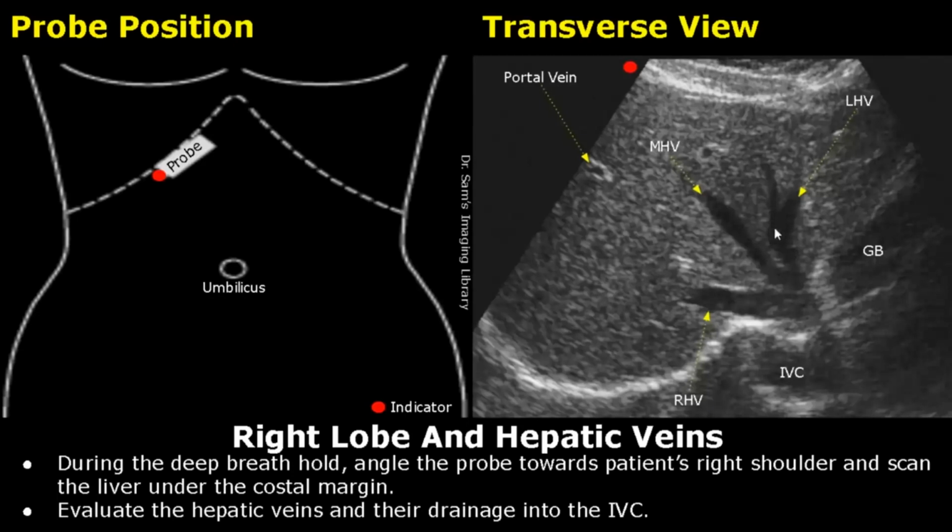This is the left hepatic vein. It will always be in the right half of the image. This is the middle hepatic vein, and this is the right hepatic vein. The right hepatic vein will always be in the left half of the image. All three veins are draining into the IVC. These are the portal veins with hyperechoic borders. The gallbladder is seen here.